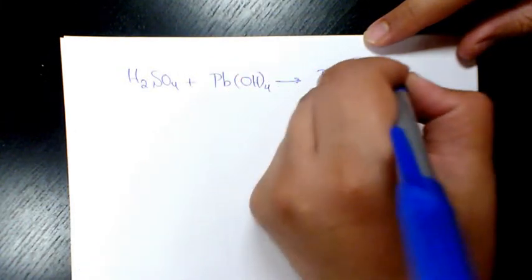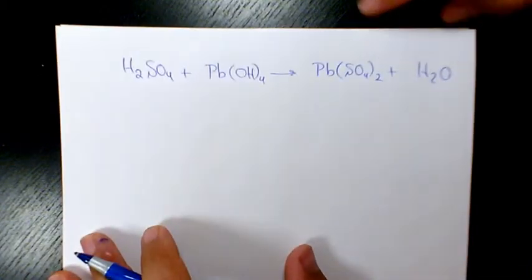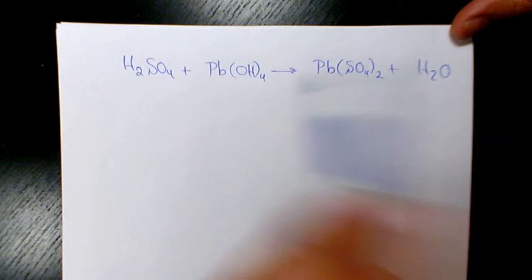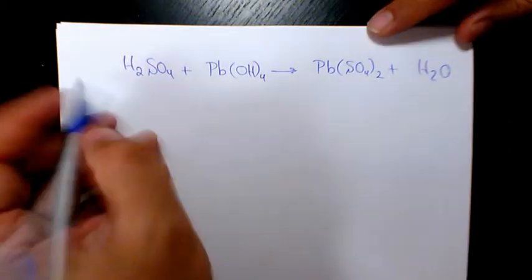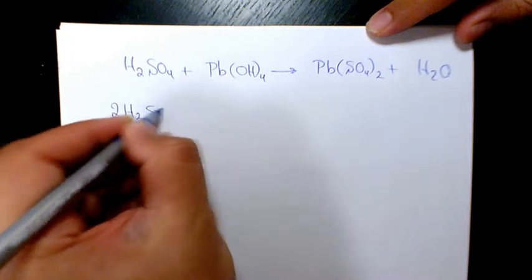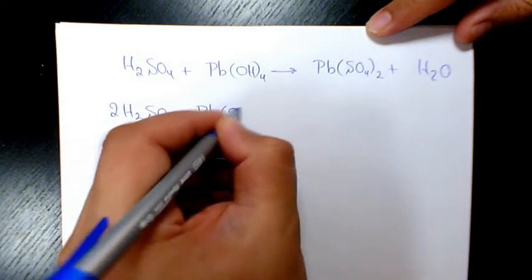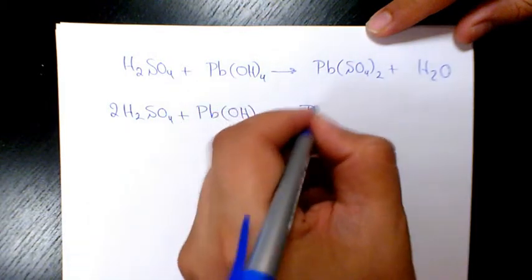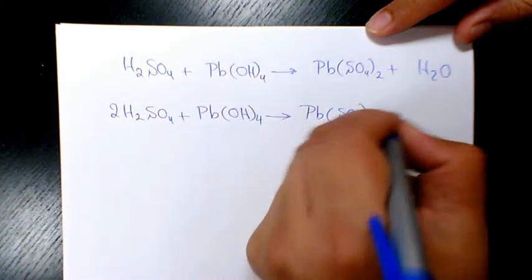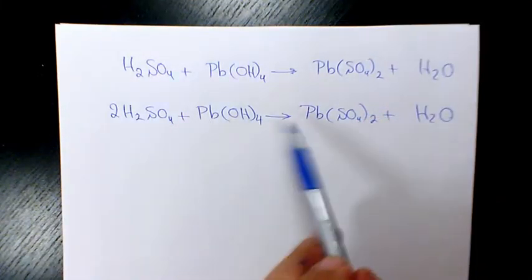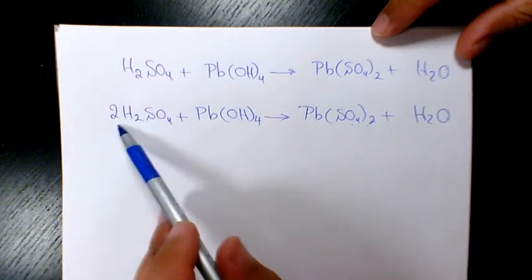Now, next one is H2SO4 plus Pb(OH)4 gives us Pb(SO4)2 plus H2O. So SO4 we have 1, we have 2 in here, so I'm going to make it 2H2SO4 plus Pb(OH)4 gives Pb(SO4)2 plus H2O. So we have 1 and 1 Pb, 2 and 2 SO4 in here.